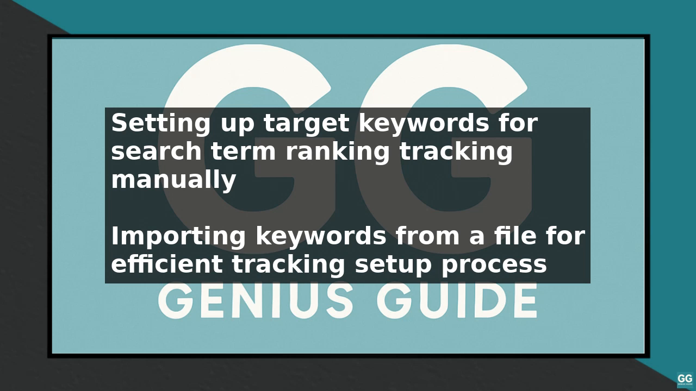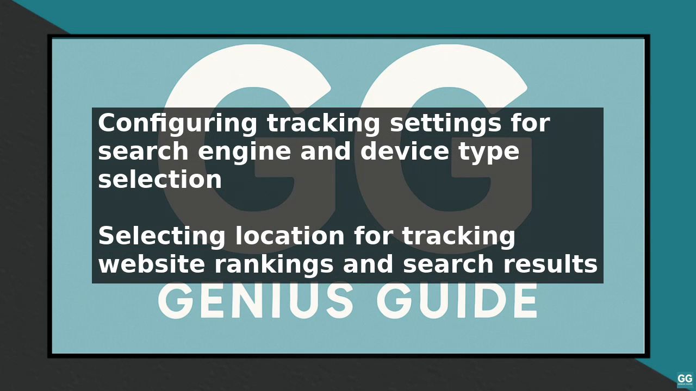After setting up your keywords, you will need to configure your tracking settings. This includes selecting the search engine you want to track, the device type, and the location. For example, you may want to track your website's rankings on Google in the United States on desktop devices.